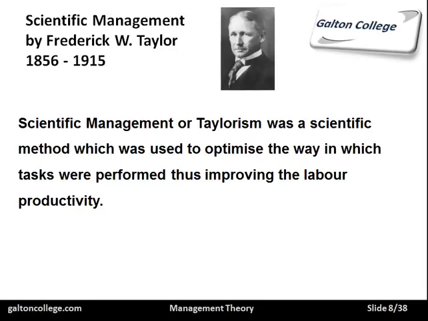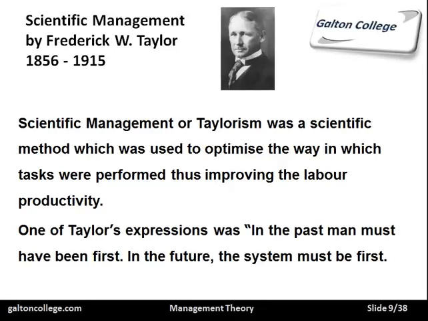Scientific management, or Taylorism, was a scientific method which was used to optimize the way in which tasks were performed, thus improving the labor productivity. So it was looking at the tasks within the organization and trying to rationally propose changes to the way tasks were performed so as to bring them in line with the scientific approach. And the scientific approach, of course, was one in which there would be measurement of output, measurement of inputs. So there were various metrics that Taylorism set out, productivity ones and time and motion and so on. So there was a heavy emphasis on scientific thinking in this particular approach to management theory.